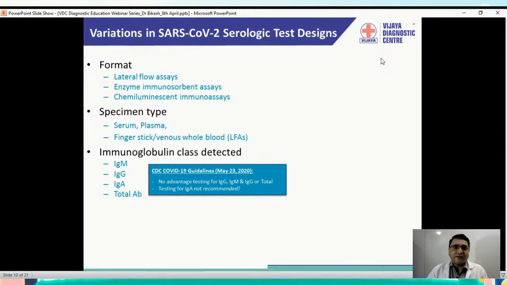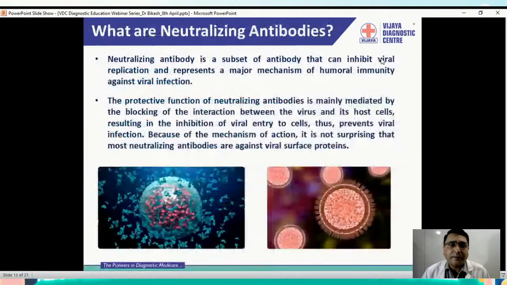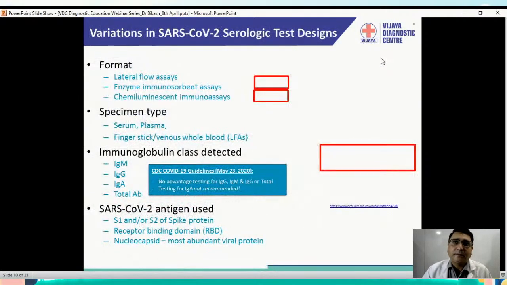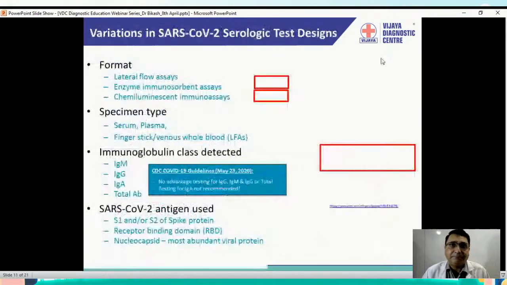and the immunoglobulins or antibodies that are detected. They are IgM, IgG, IgA, total antibodies. CDC at present says that there are no advantages of IgG, IgM or IgG total antibodies, but testing for IgA is definitely not recommended. Now, to detect the antibodies, the antigens used are S1, S2 spike protein, the receptor binding domain, and the nucleocapsid.